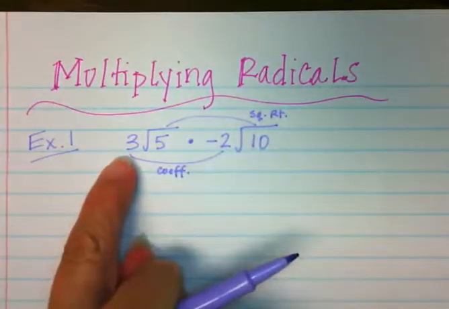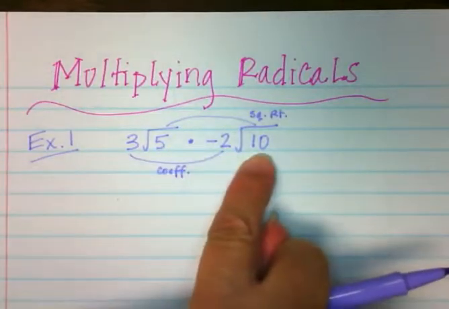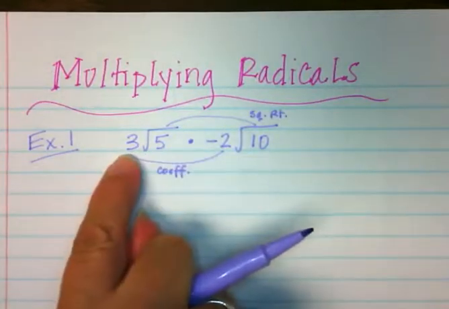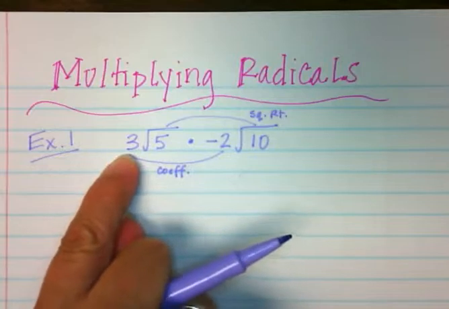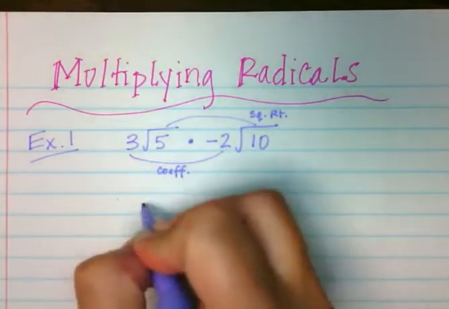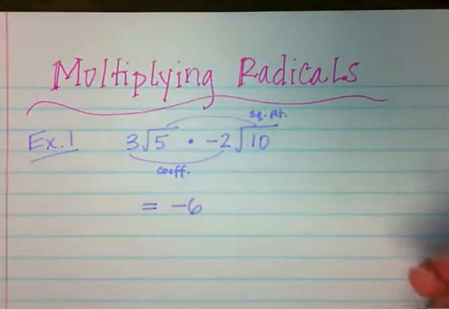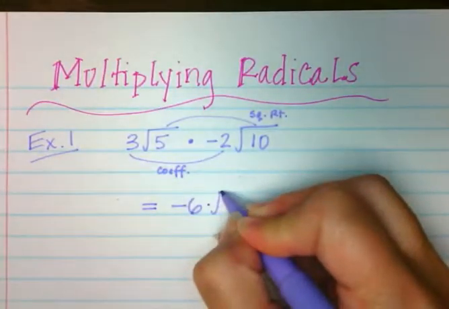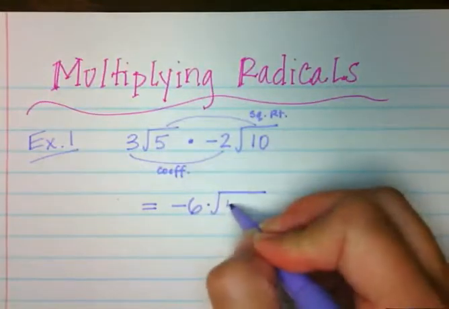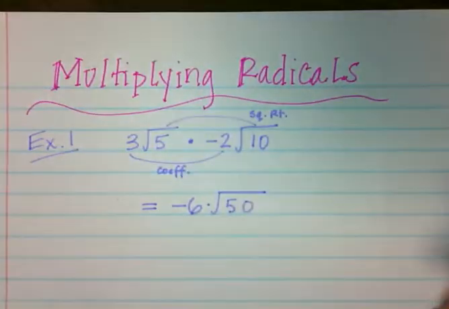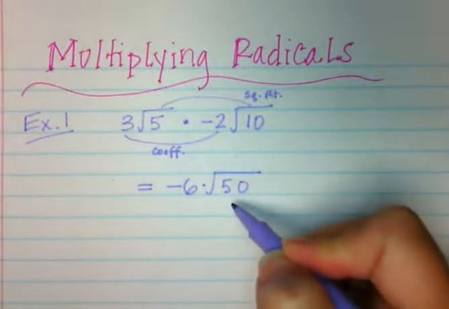We can't take a coefficient and multiply it to a radical unless we change the coefficient back into a radical first. And that's what we were doing the other day. So in this problem, if we multiply our coefficients together, we get negative 6. If we multiply the square roots together, square root of 5 times square root of 10 is square root of 50. All right, now before we're finished, we want to check and make sure that this, in fact, is simplified.